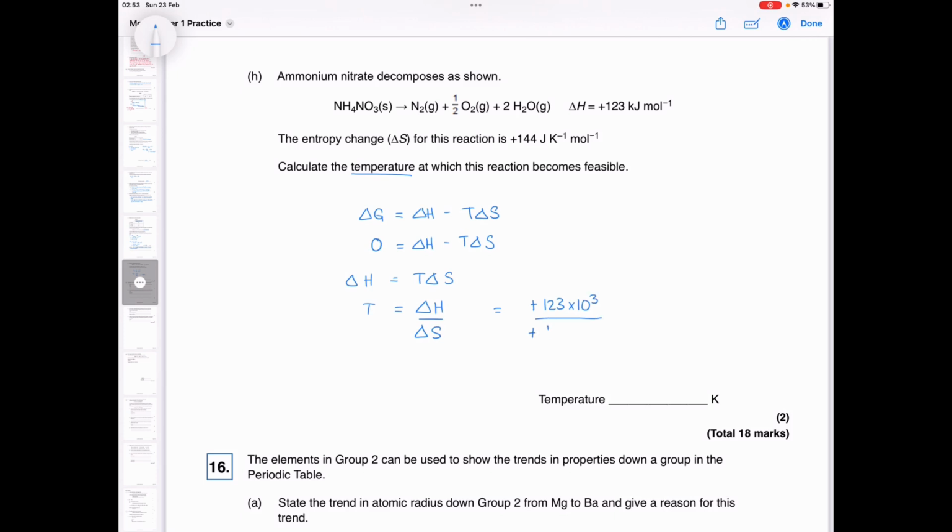plus 144. So 123 times 10 to the 3 divided by 144 makes a temperature of 854 Kelvin.